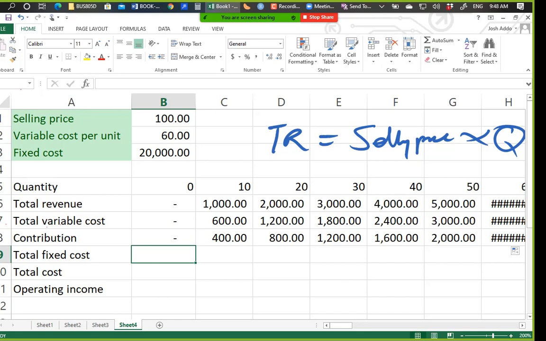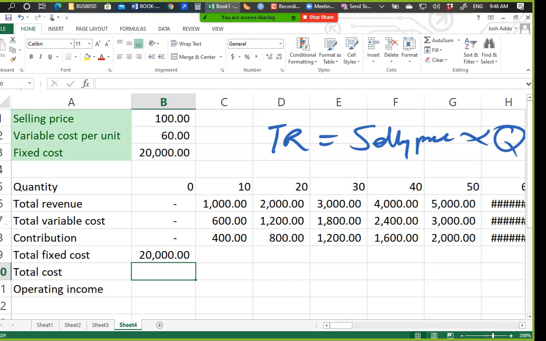Total fixed cost, this one is equal to this, and it is an absolute cell reference. The reason why I did it the way I did, I put it here and then I said here is equal to this, is that later I want to do simulation. Okay, what if total fixed cost is 25,000? Then the model will automatically bring the picture. You do not have to go and recalculate anything. That's why I'm doing it like this. So this is what we call self-referencing, and it gives you the full flexibility of doing sensitivity analysis.